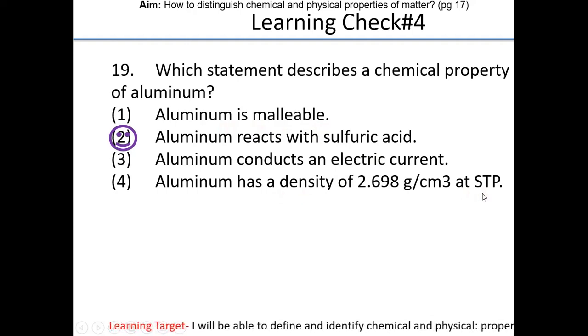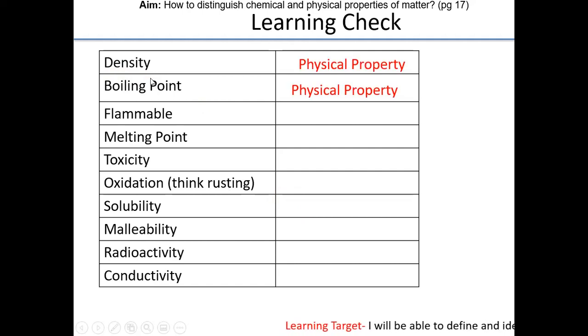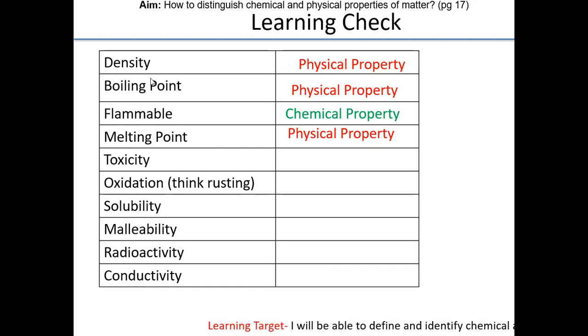Okay. So here is another learning check. I want you to identify if the following properties are chemical or physical. Try this yourself, pause the video, and resume once you're done. Density is a physical property. Boiling point is also a physical property. Flammability is a chemical property. Melting point is a physical property.